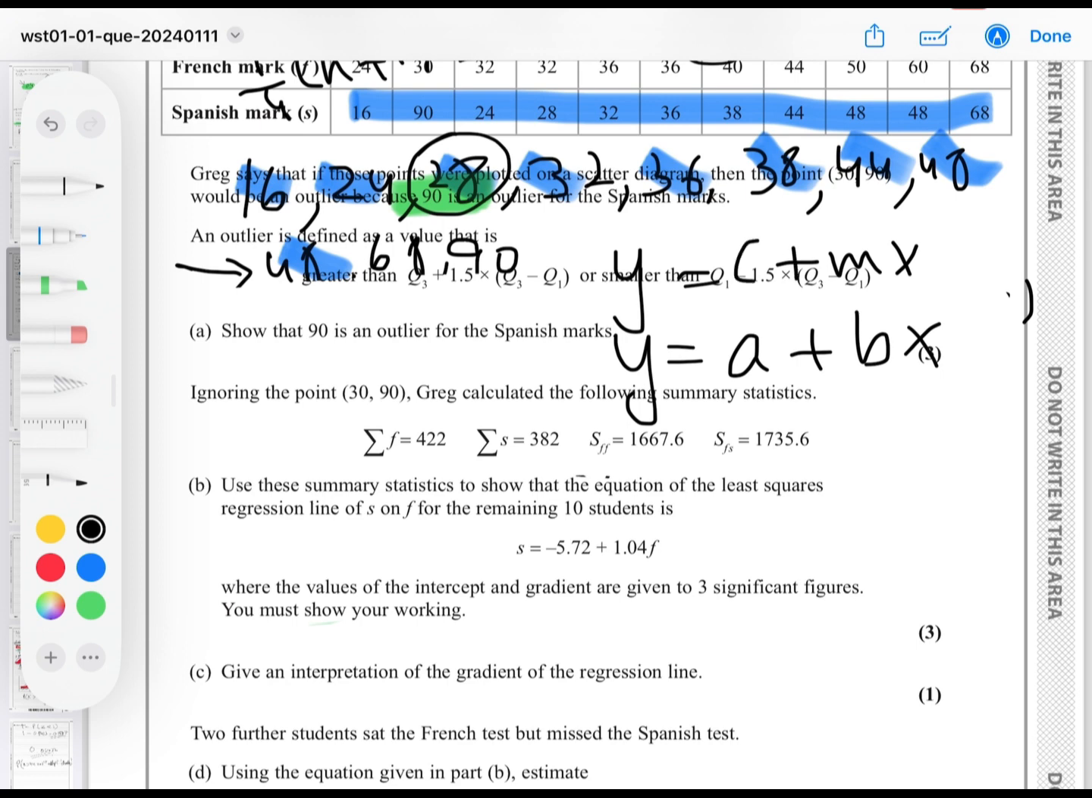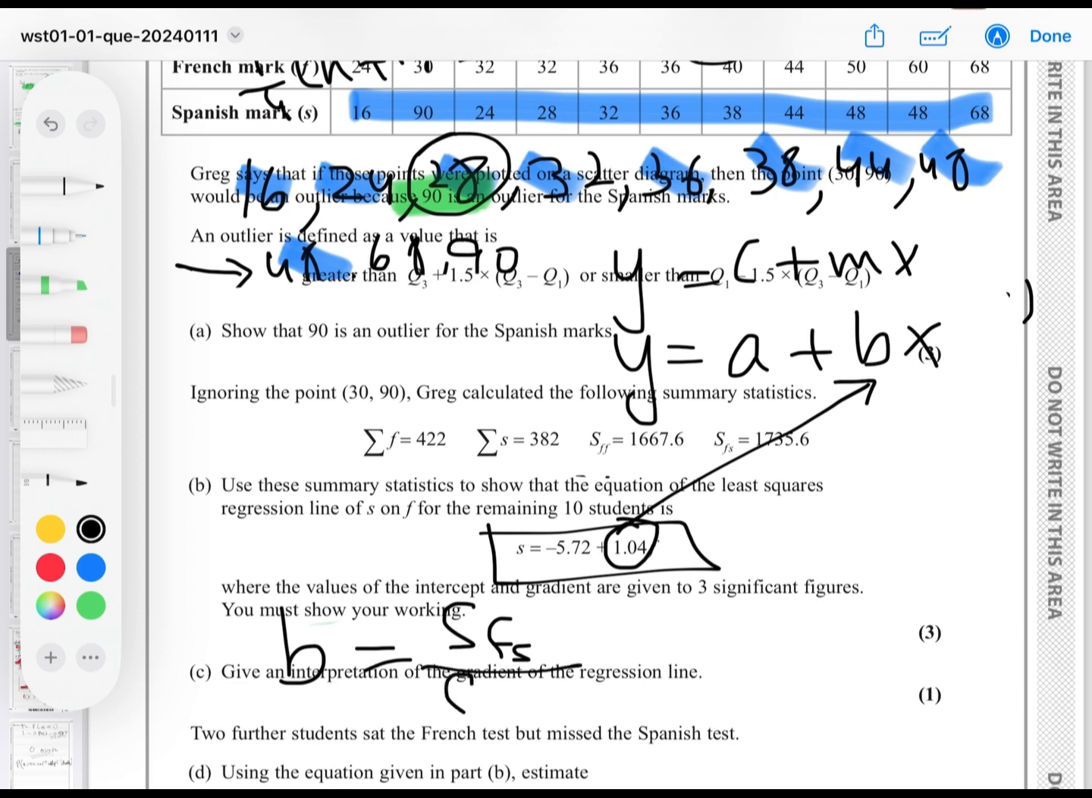Okay, now how will we solve this one? From here, this is basically the slope b. So how will I find this? b equals Sfs upon Sff, which means 1735.6 upon 1667 point something. By dividing this, let me put this in the calculator.